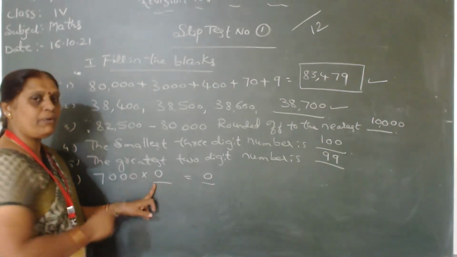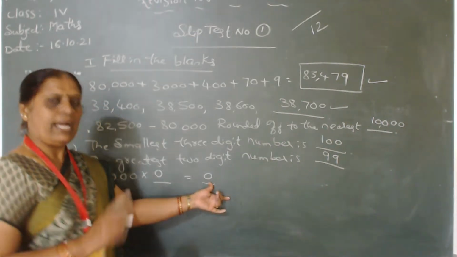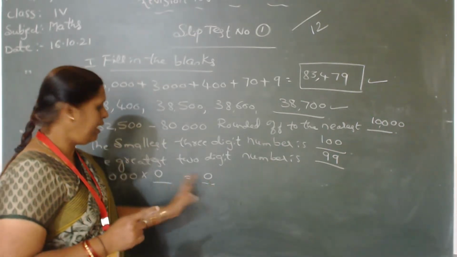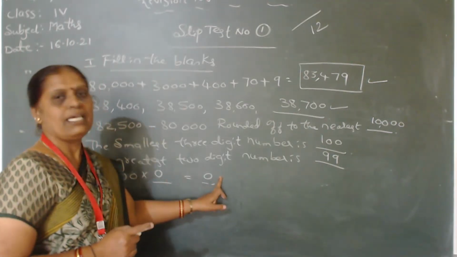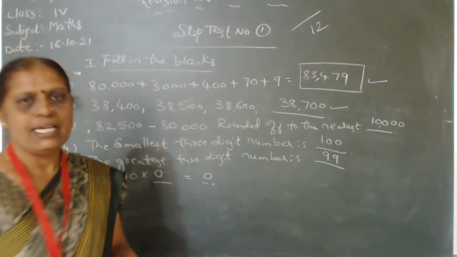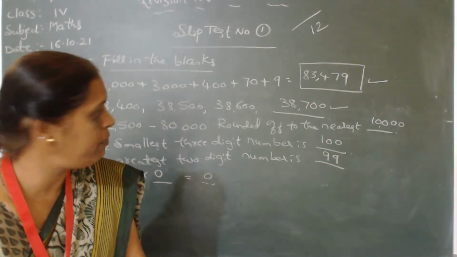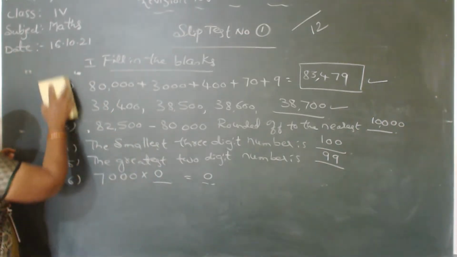Sometimes they will give a gap here, or sometimes you will get the gap here. So understand the property that you mentioned. So 70,000 into 0 means the product will be 0. So this is the first step, 6 bits. So we'll move to the next step, the remaining fill in the blanks.